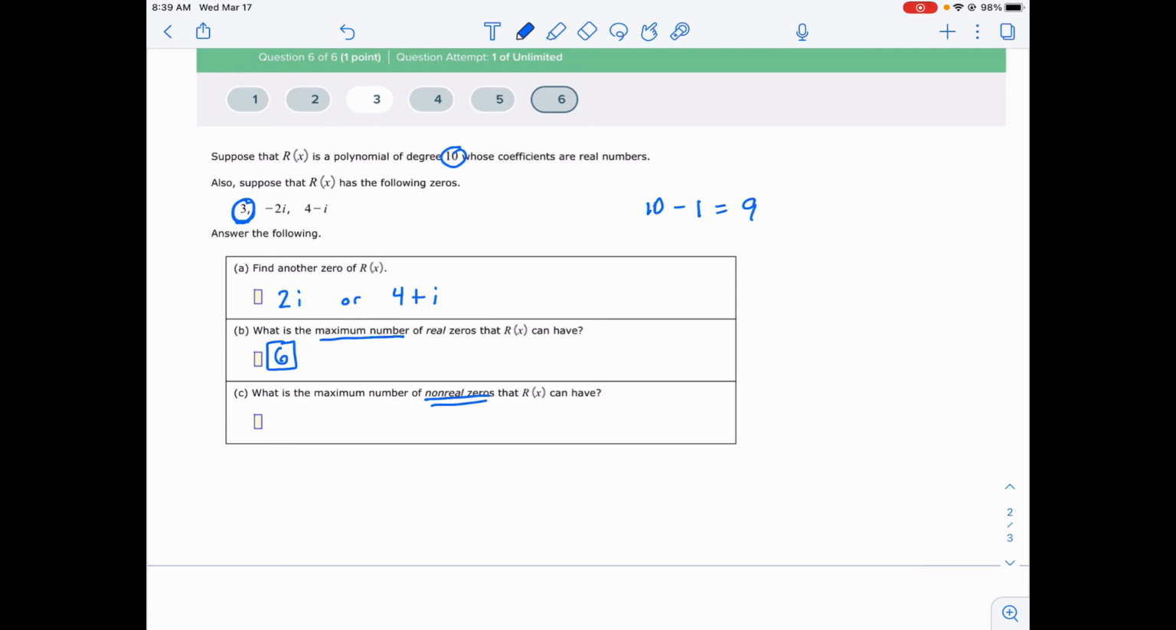Well, it says, what is the max number of non-real zeros in this case? Well, remember, complex solutions have to come in pairs, so it has to be an even number. Well, the largest even number that is less than 9 is 8. So this number has to be 8, because there's got to be at least 1 more real solution, and then the rest could be complex. So the answer there is 8.